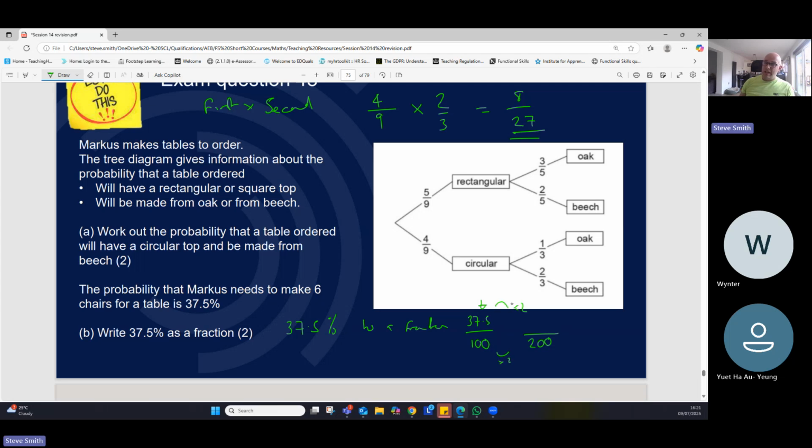So 37.5 add another 37.5 is 75. So we've now got 75 out of 200. And that is the fraction you could write. You'd also get a point if you said, all right, I'm just going to times that by 10, and I've got 375 over 1,000. That's another fraction. That's quite simple because we've just timesed it by 10 to get rid of the decimal place. So either of those answers, you would get the 2 points for it.